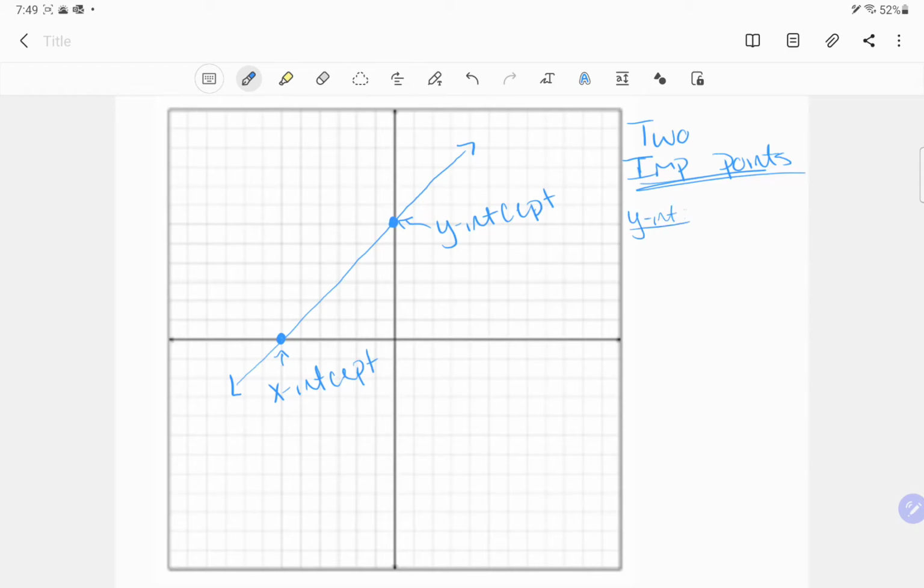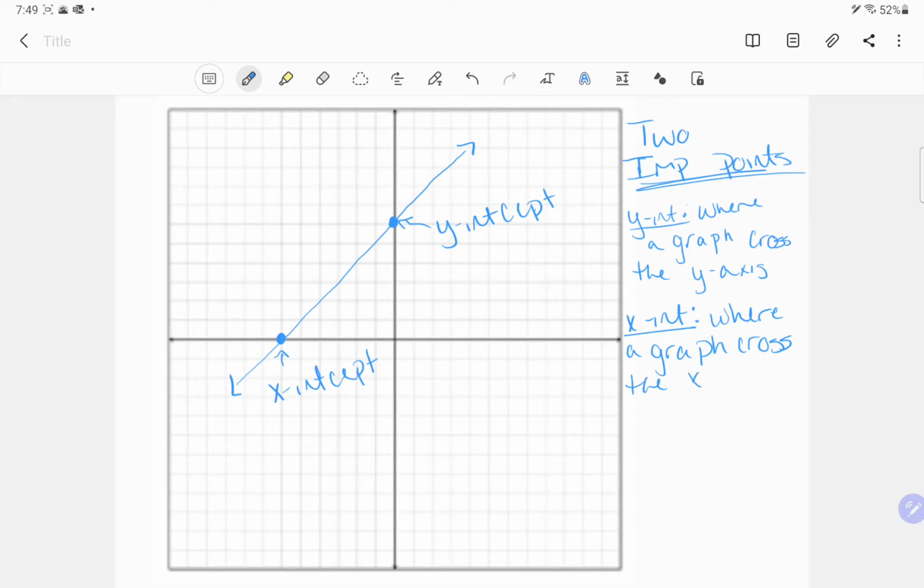The y-intercept is where a graph crosses the y-axis. And the x-intercept is just the opposite, where a graph crosses the x-axis. Okay? What's key here is when we're at our y-intercept, we didn't go left or right anything. We just didn't move left or right.